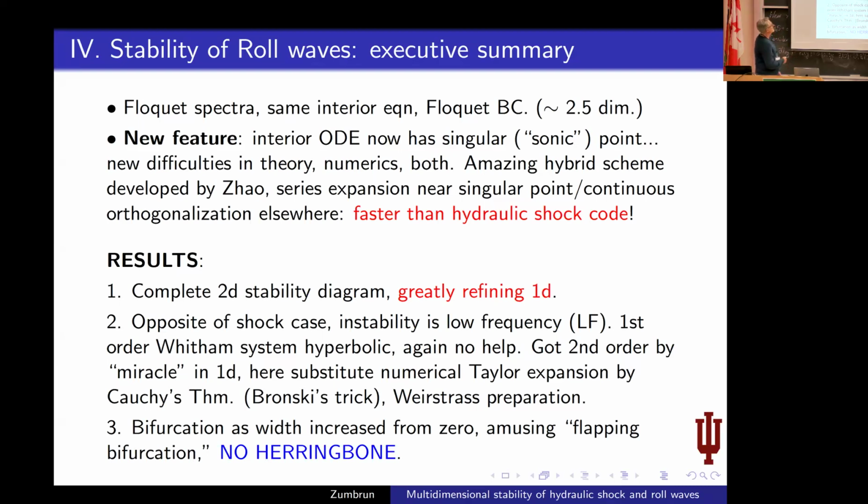There's also another dimension. Okay, so Zhao Yang did this. He did Frobenius theory, a series expansion near the singular points, and then a continuous ODE solver away. So matching these, and he got a very fast code in the end. It's actually faster than the one for shocks, which is incredible. And the results are, well, we were able to get numerically a complete 2D stability diagram, and it refines a lot the 1D case.